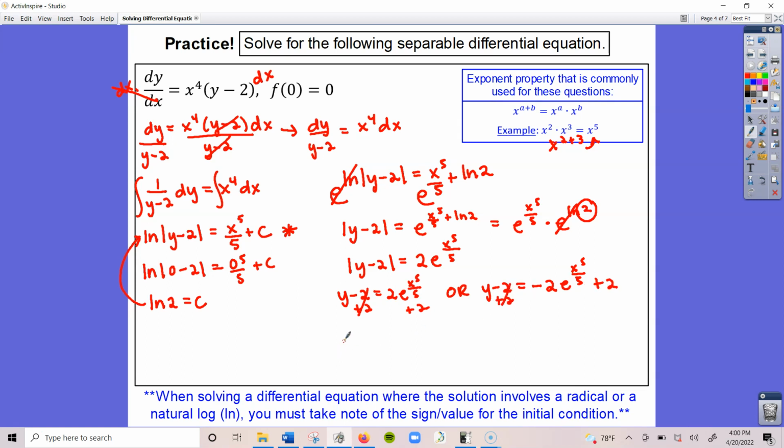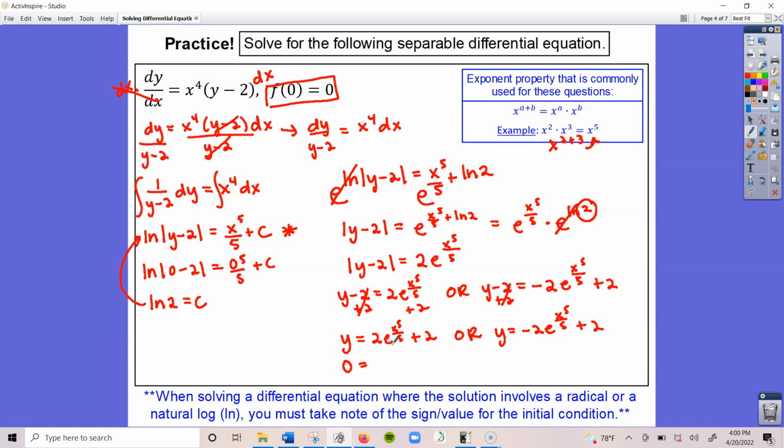So now I have these two equations. Either y is equal to 2e to the x to the fifth over 5 plus 2, or y equals negative 2e raised to the x to the fifth over 5 plus 2. It's up to me to figure out which one of these two is the correct answer, and I'm going to use my initial condition to help me. If x is 0, then y should be 0. So I'm going to plug in 0 for both y and x and see if I get a true statement.